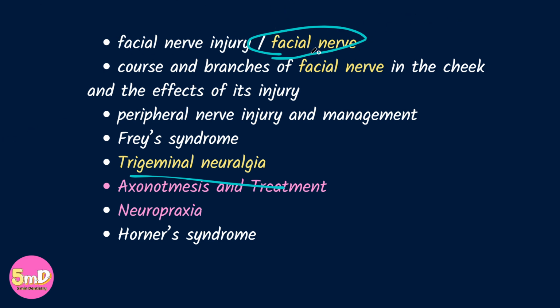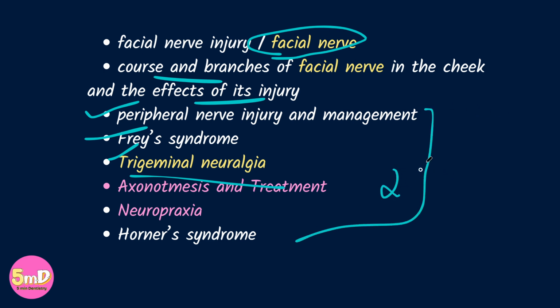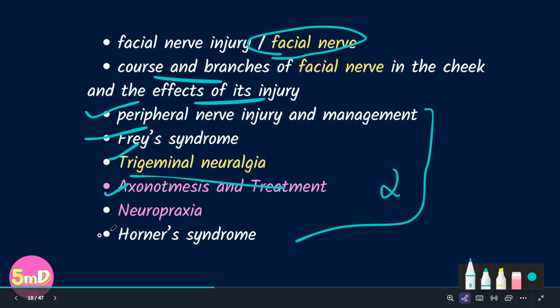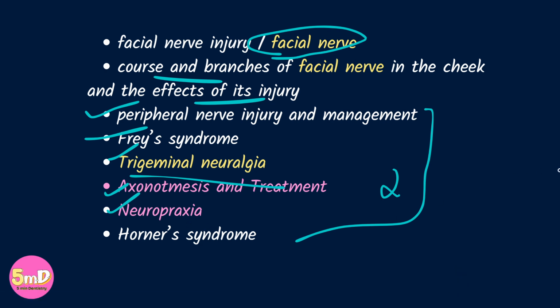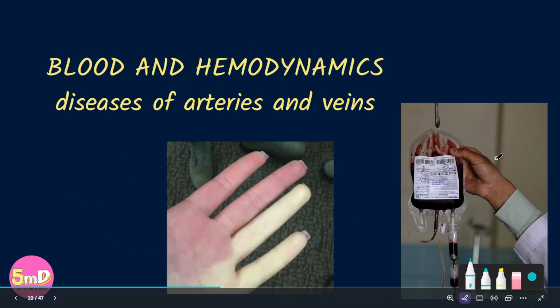Facial nerve injury or facial nerve alone have been asked. Course and branches of facial nerve in the cheek and the effects of its injury. Peripheral nerve injury and its management. Frey syndrome. Trigeminal neuralgia have been asked. And peripheral nerve injury, there are two major classifications. Axonotmesis and its treatment, neuropraxia have been asked as separate short notes. You should know the classification also. And Horner syndrome have been asked.